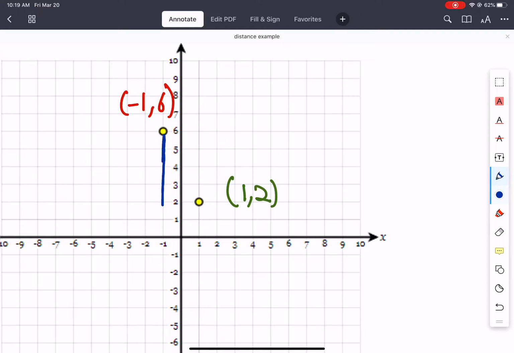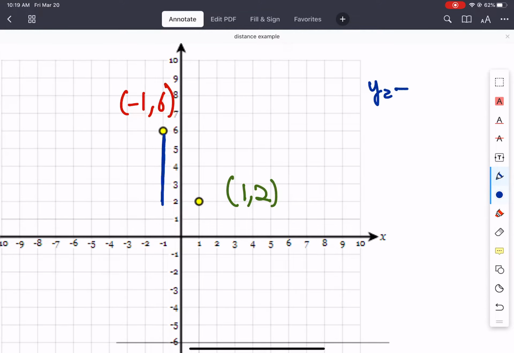So I've got my vertical height, which is y2 minus y1. So if we label these x1, y1, x2, y2, then y2 minus y1 becomes 2 minus 6, which is -4.